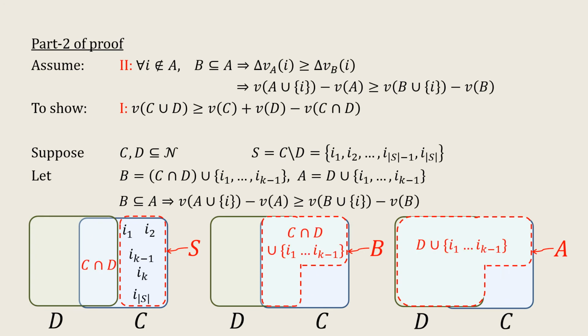And since B is a subset of A, this must hold. The marginal contribution of any agent I not in A to A should be greater than or equal to the marginal contribution of I to B.